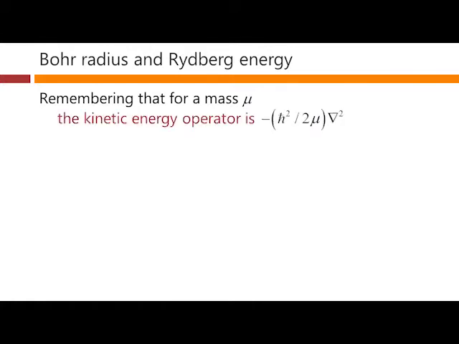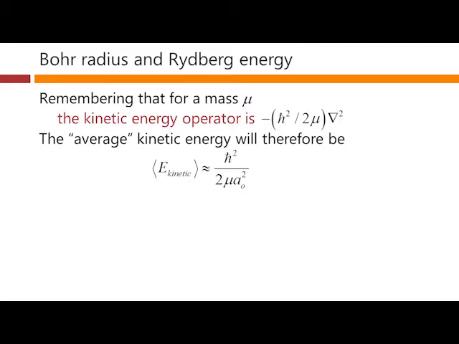Now, we remember that for some mass mu, the kinetic energy operator is minus h bar squared over 2 mu times del squared, and we've just figured out a very rough estimate for del squared. That would therefore suggest that the rough scale of the kinetic energy would be about h bar squared over 2 mu times a naught squared. Remember, our second derivative that we worked out for a relatively smooth function is really a negative number, and that's why the negatives cancel here.